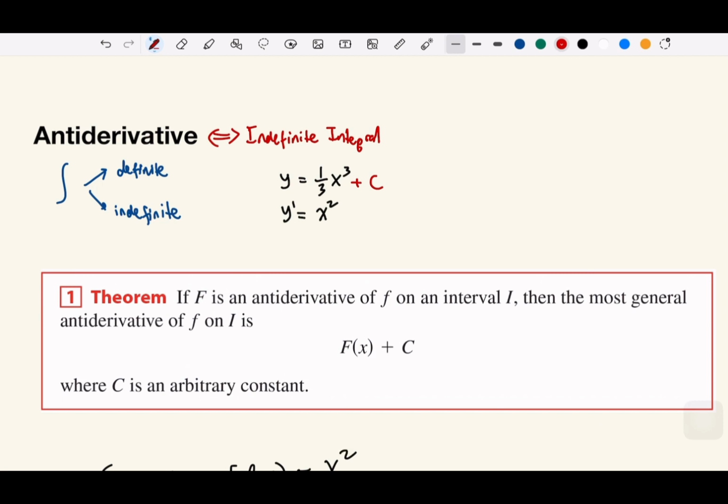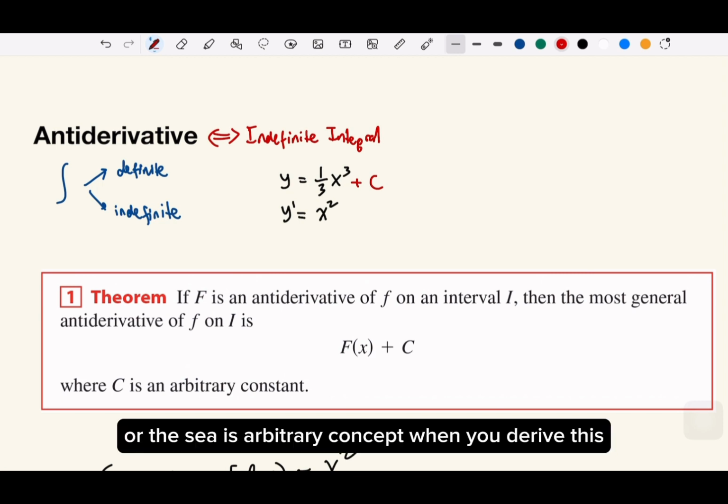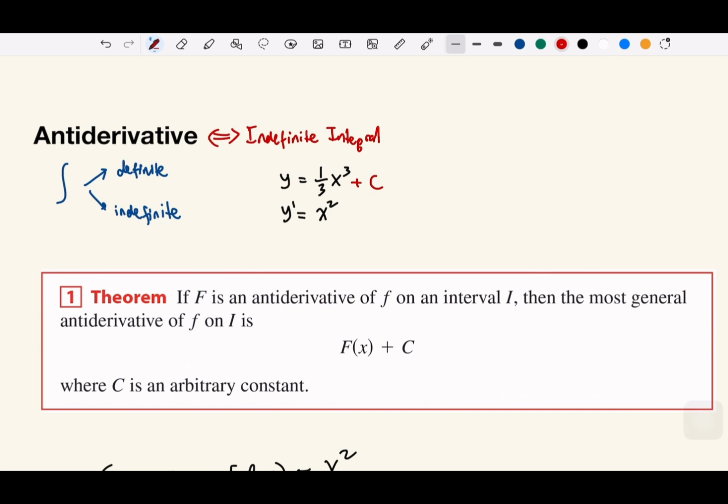Here c is an arbitrary constant. When you derive this, the c will be gone.